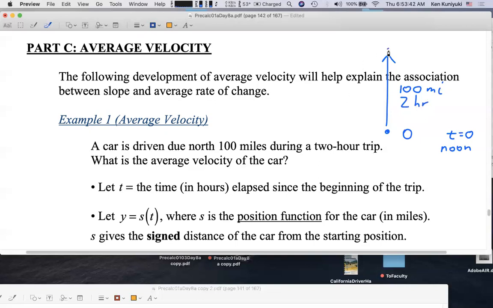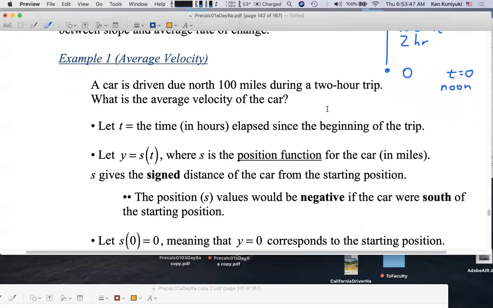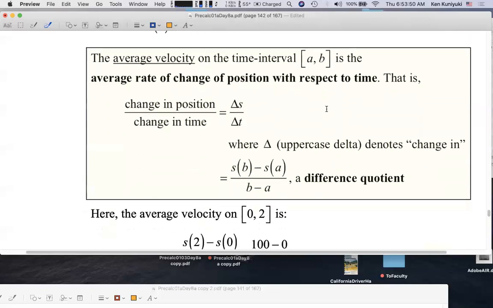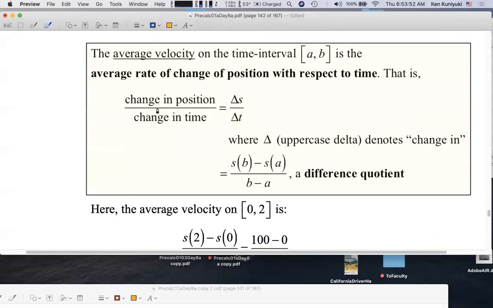If that's the case, what does your average velocity have to be in order to accomplish this task? All right. Average velocity on this time interval is given by change in position over change in time. Position is often denoted by s. Change in position, delta s, over change in time, delta t. And by the way, it's change in position over change in time. There's a high school teacher in North Carolina who was angry at physics textbooks for saying position over time. No, it's change in position over change in time.